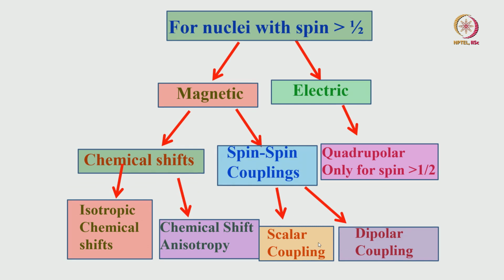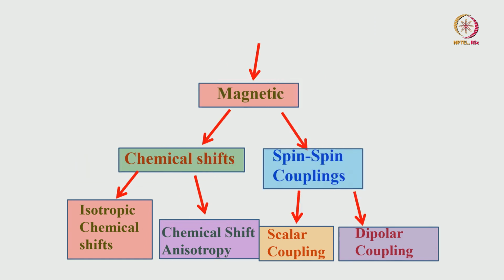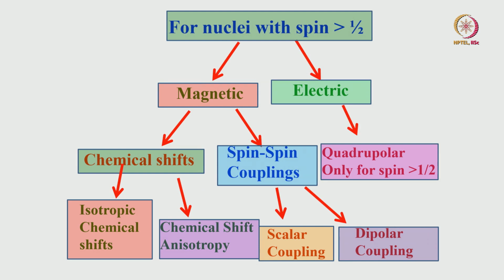Now further, if I take spin half nuclei versus nuclei with spin greater than half, for nuclei with spin greater than half, all types of interactions are present. Consider a general example of any nucleus with spin greater than half: we have both magnetic interaction and electric interaction, chemical shift anisotropy, all those things are present.